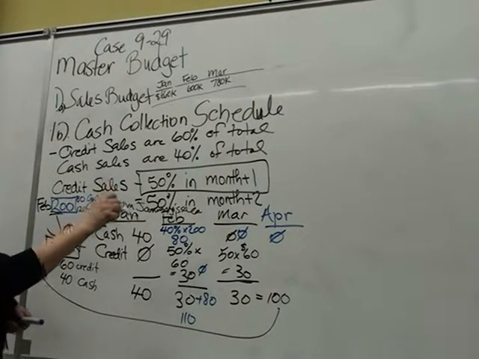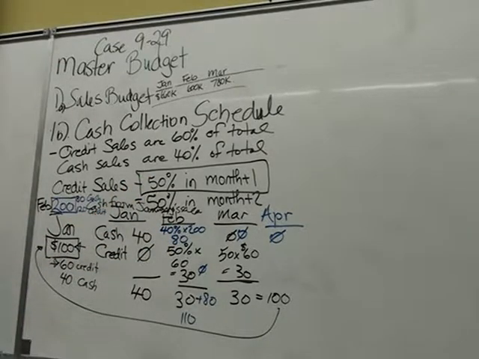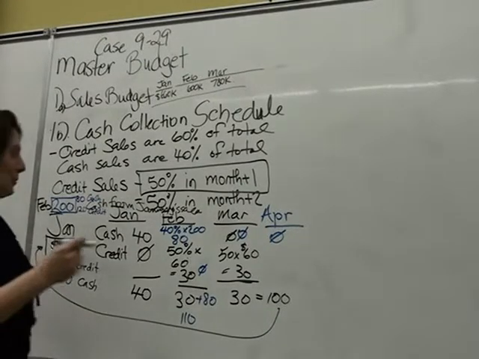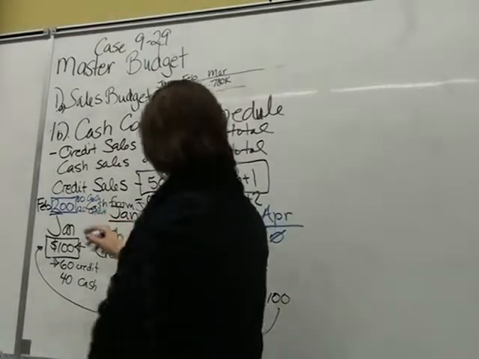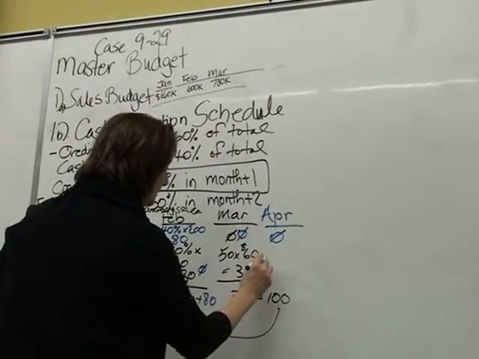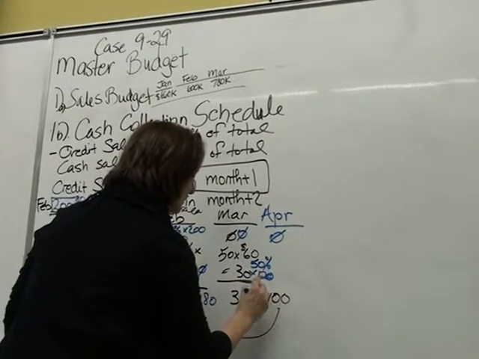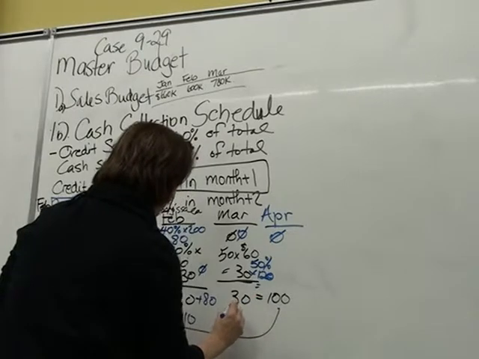So how much are we collecting in March for the credit sales in February? 50% of the, I can't see the numbers anymore. 50% of the 120. So 50% times 120 equals 60.